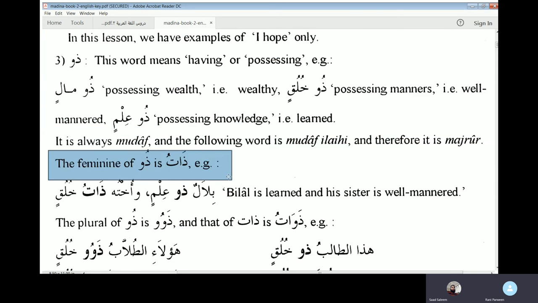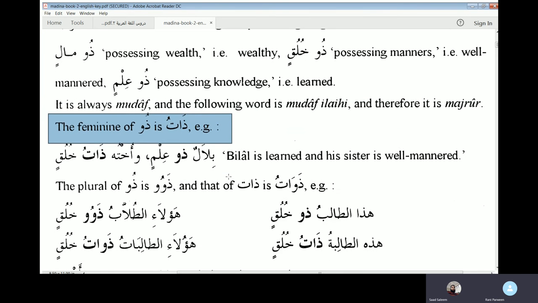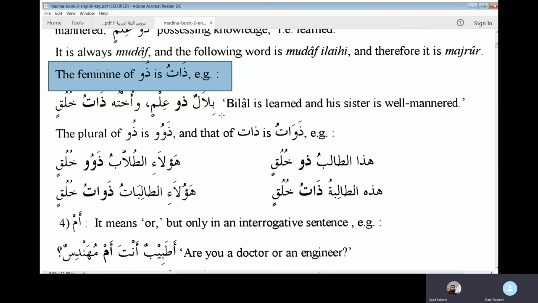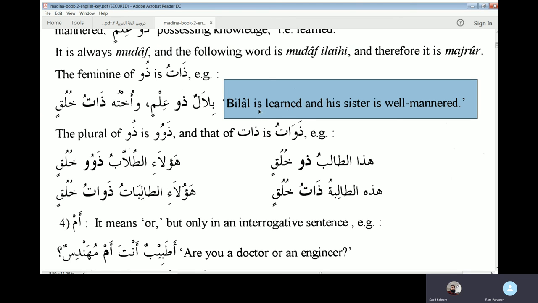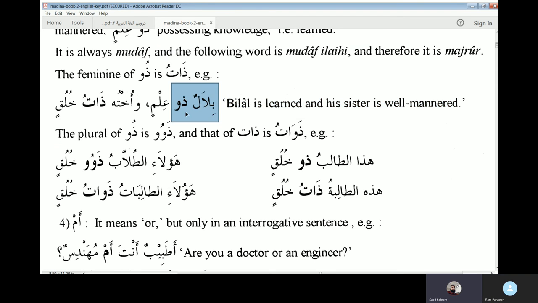The feminine of zu is zatu. For example, wa zatu khulukin. Bilalun zu ilmin, wa ukhtun zatu khulukin. Bilal is learned and his sister is well mannered. So you see that for Bilal we are using zu, but for his sister, who is feminine, we are using zatu.